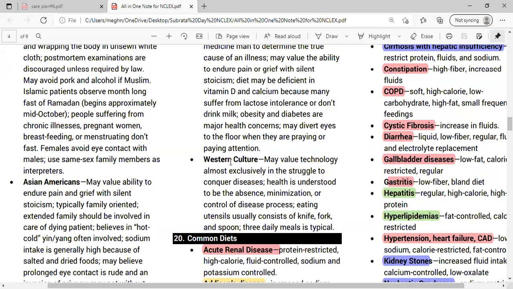In case of Western culture, they may value technology almost exclusively in the struggle to conquer disease. Health is understood to be the absence, minimization, or control of disease process. Eating utensils usually consist of knife, fork, and spoon, and three daily meals is typical.